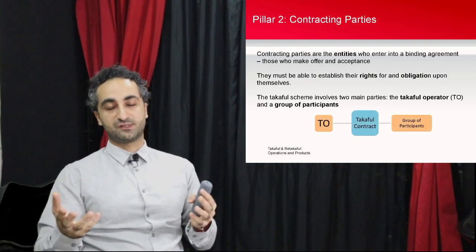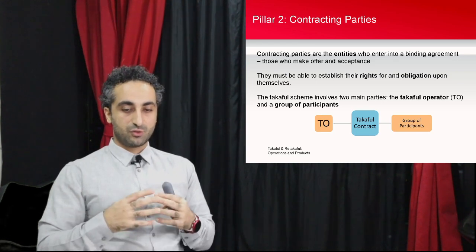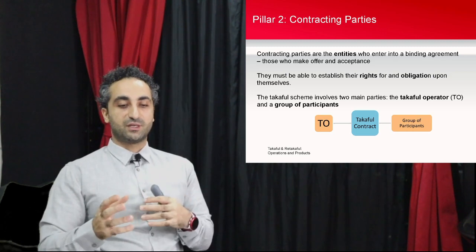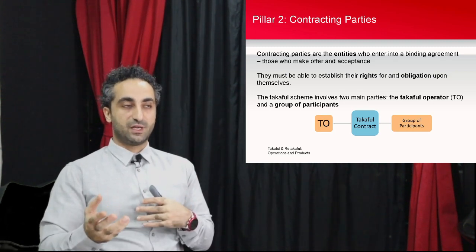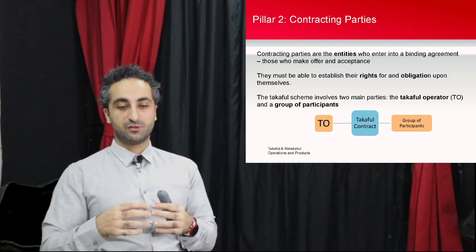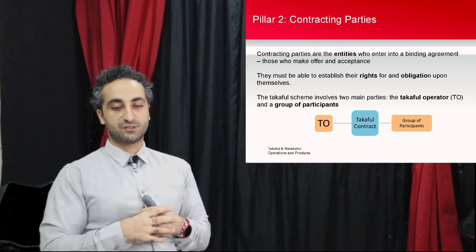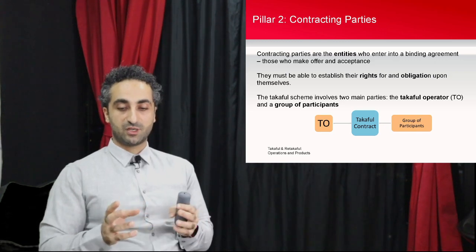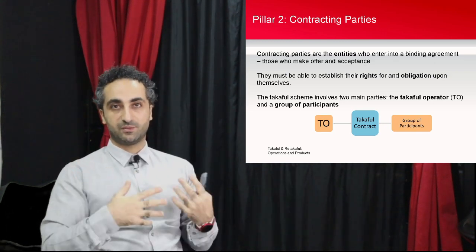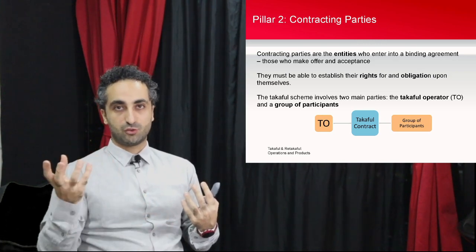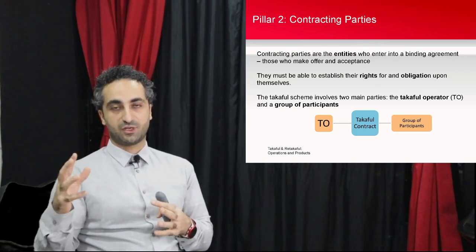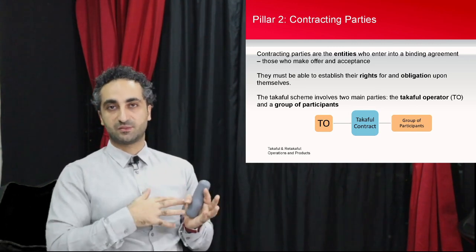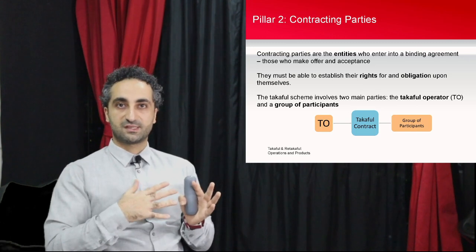Contracting parties, we discussed contracting parties. They are the entities who enter into a binding agreement, those who make offer and acceptance. So they must establish their rights and obligations upon themselves. The Takaful scheme involves two main parties, TO and the participants. So the TO, of course, cannot be insane or cannot be someone underage. Similarly, participants can be sometimes. We will discuss that later.